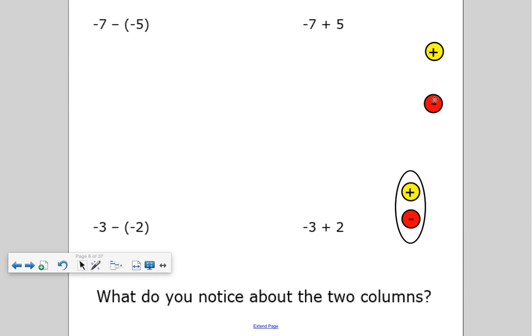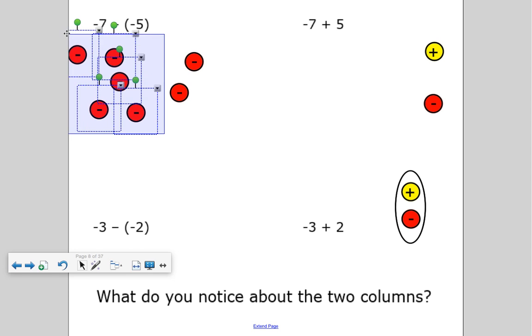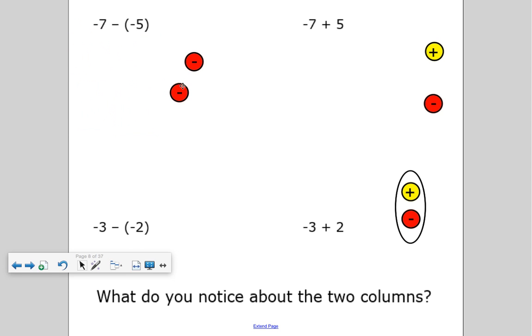So I have 7 negatives. 1, 2, 4, 6, 7. According to this, I need to take 5 of the negatives away. So if I take these 5 negatives away, I have negative 2. On this one, I have 7 negatives. So in the subtraction one, the answer is negative 2. Let's look at the addition expression.